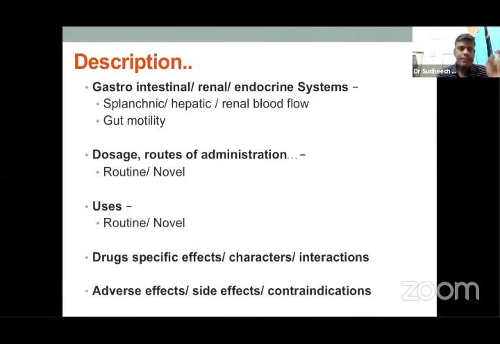And finally, the drug specific effects such as characteristics or interactions among drugs. It might be physical interactions or it can be pharmacological interactions. Physical interactions which result in precipitation of drug. For example, you cannot mix thiopentone and succinylcholine in the same syringe because it gets precipitated. Likewise, any drug which is taken in a syringe which is preloaded with dexamethasone, if you use the same syringe, then there is a precipitation. So any mixing of alkaline and acidic drug results in precipitation.